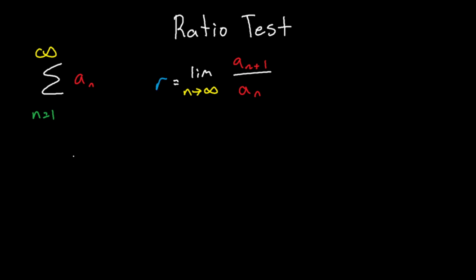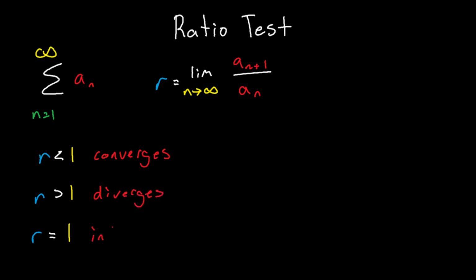Well, here's the thing about the ratio test. I'm going to state the conditions. If r is less than 1, then your series converges. If r is greater than 1, your series diverges. And if r is equal to 1, the test is inconclusive.